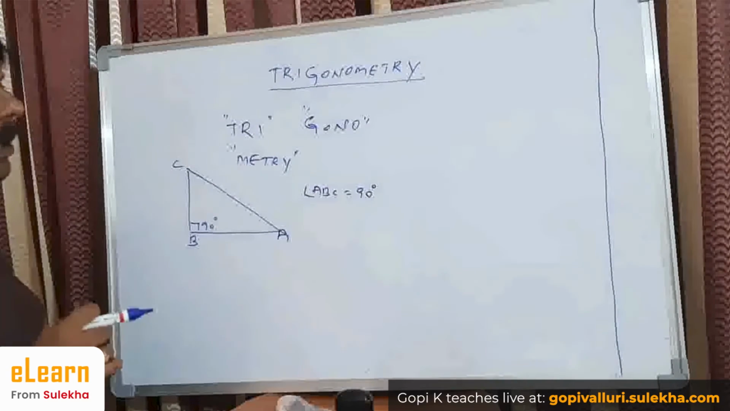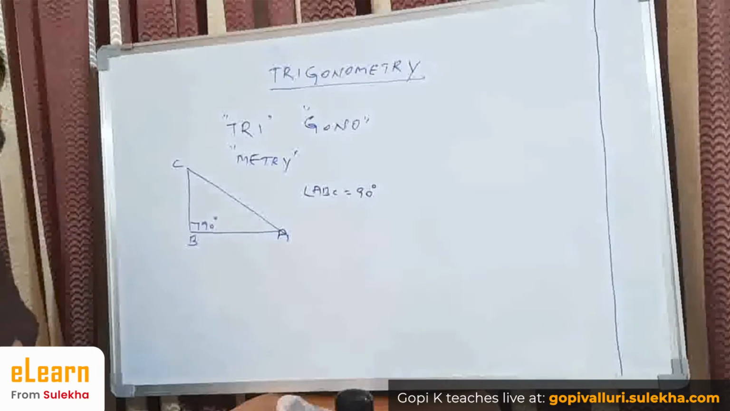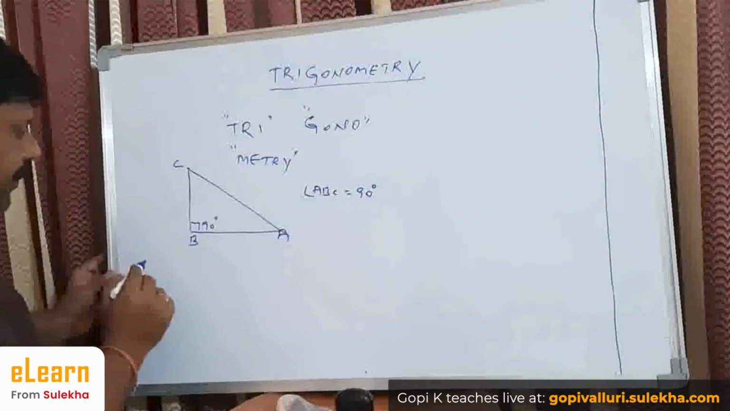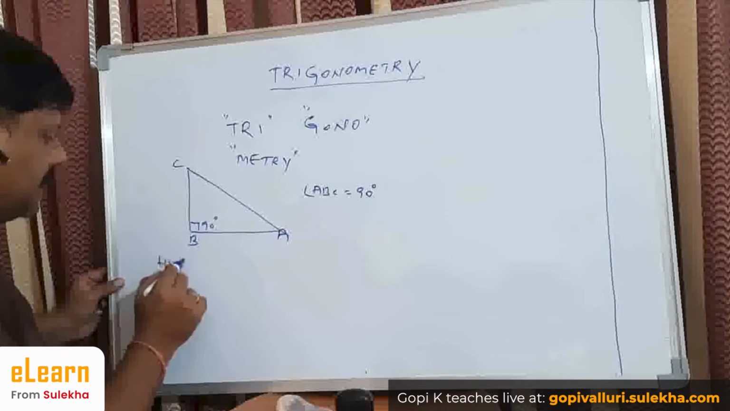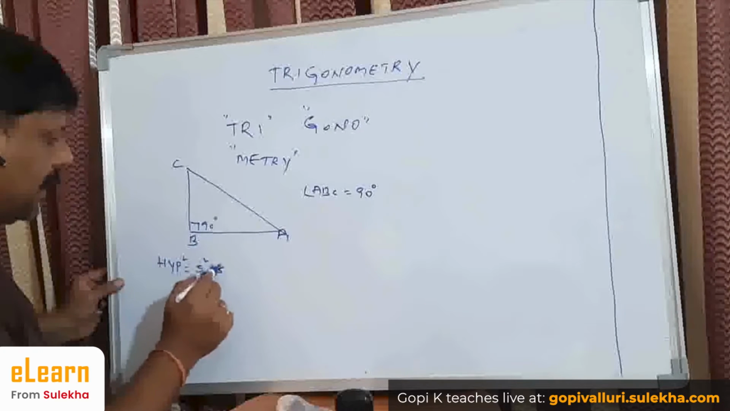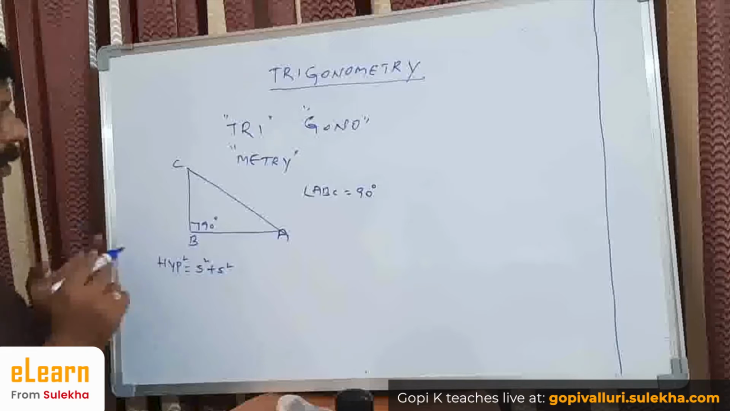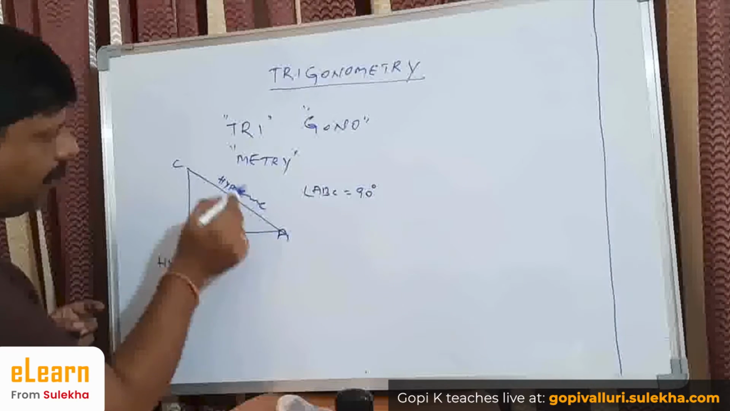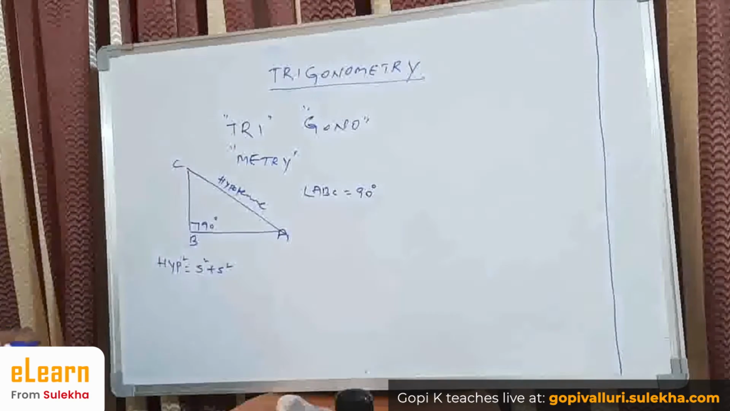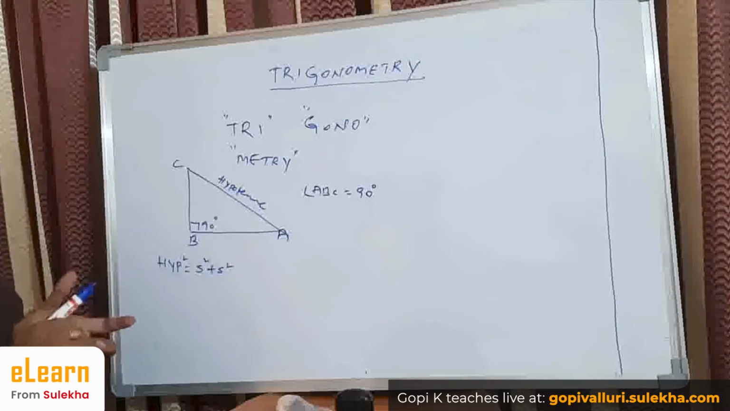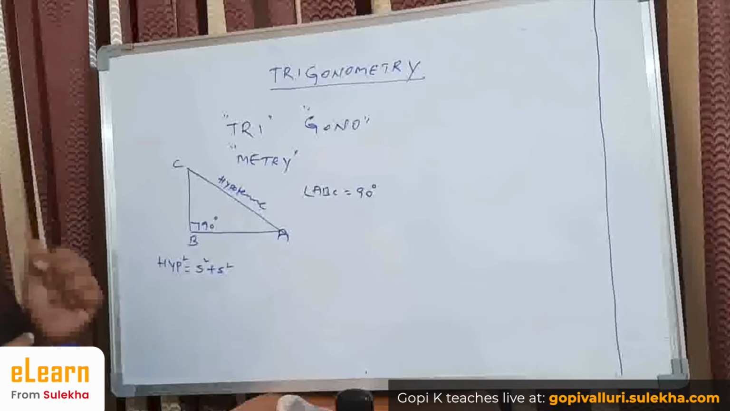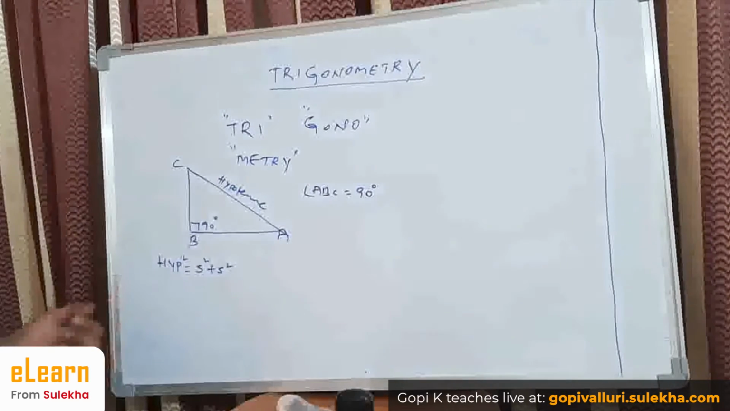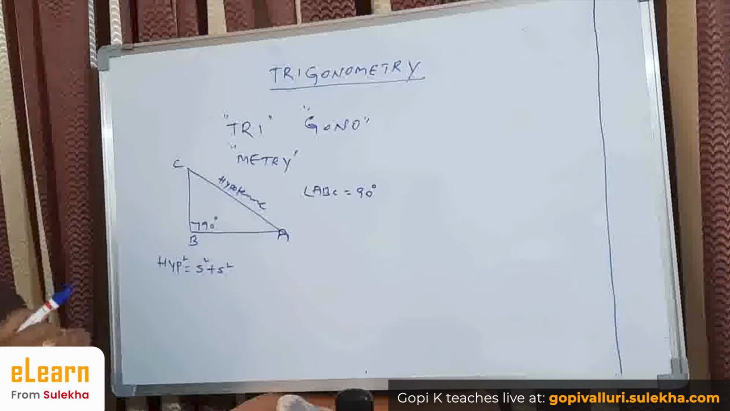Once you draw the right angle triangle, all of you know the property according to the Pythagoras theorem. What is involved in a right angle triangle? Hypotenuse square is equal to side square plus side square. So in this figure, what is the hypotenuse? This is the hypotenuse. Why am I calling this the hypotenuse? Because in any right angle triangle, the longest side is called the hypotenuse. At the same time, the side opposite to 90 degrees is called the hypotenuse. So in this triangle ABC, the hypotenuse is AC.